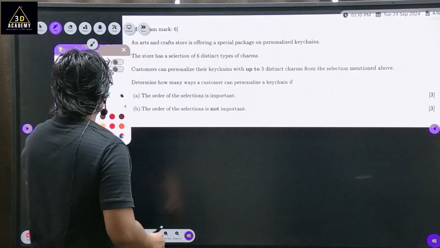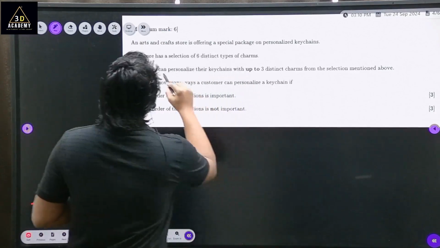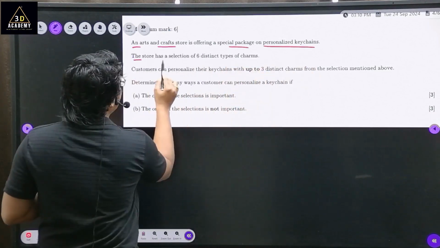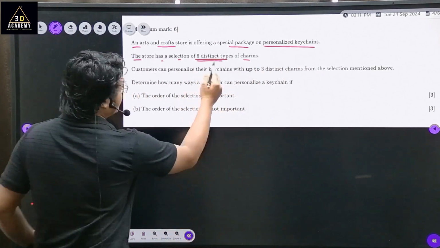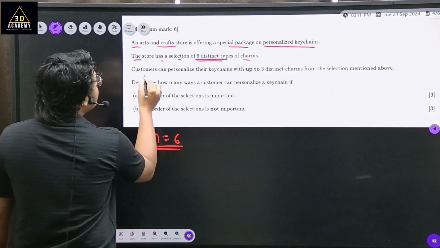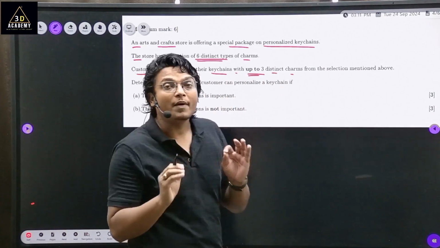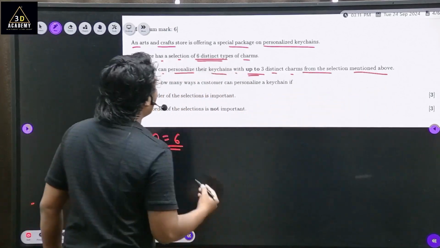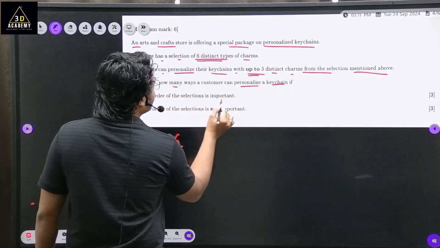Third one. Again, I'll give you the hint of this question and then you will simplify and comment the answer. Okay? An art and craft store is offering a special package on personalized keychains. The store has a selection of 6 distinct types of charms. So there are a total of 6 distinct types of charms. Okay? So it means the value of n is 6. Correct? Customers can personalize their keychains with up to 3 distinct charms. I can personalize my keychain with up to 3 distinct charms from the selection mentioned above. Okay. Determine how many ways a customer can personalize a keychain if the order of the selection is important.